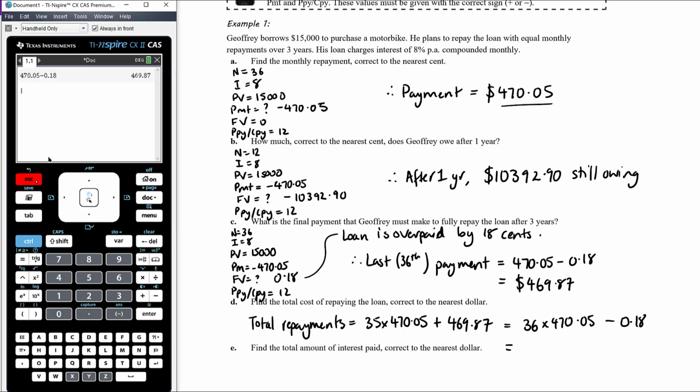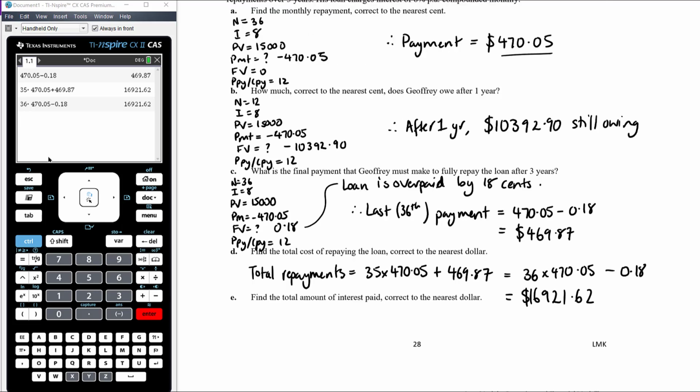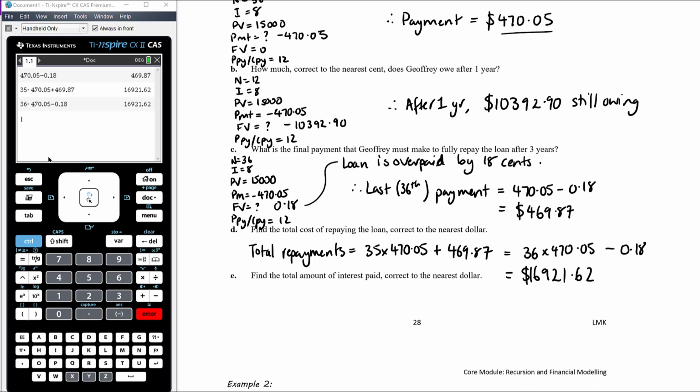So just press escape here and calculate it. I'll show you that they give you the same. So 35 times 470.05 plus 469.87, which I could have copied down from above. Okay, so that's the total payments. Let's just check if I did it as 36 lots of 470.05 and then minus the 18 cents that was overpaid, we get the same amount. Okay, so your total repayments is $16,921.62. So find the total amount of interest paid, correct to the nearest dollar.